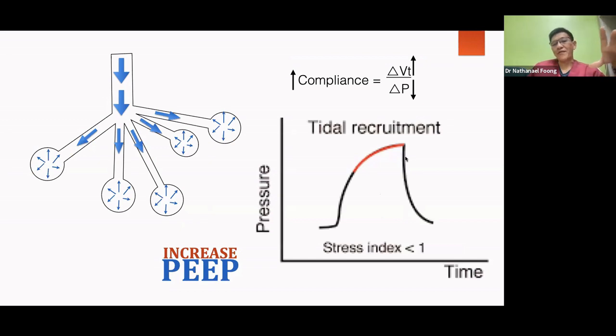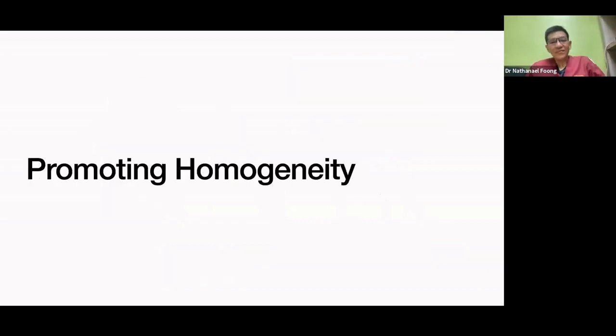Of course, there are some pitfalls, especially with a stress index less than 1. For example, if the patient has a pleural effusion, there will be compression atelectasis of the lung. Right, this will cause the stress index to be less than 1.